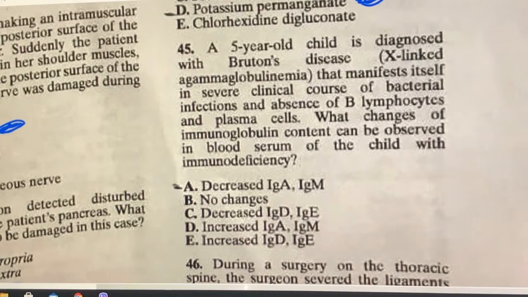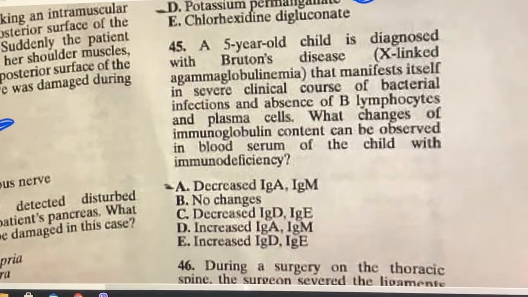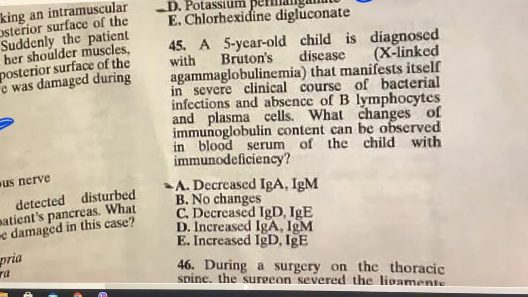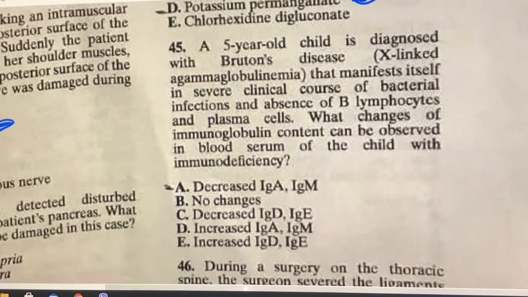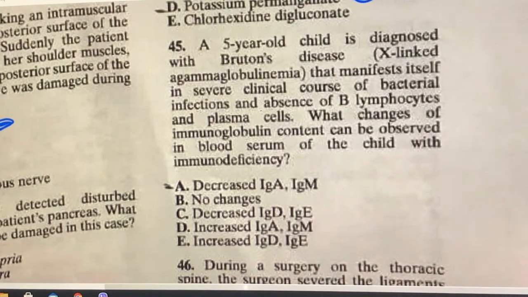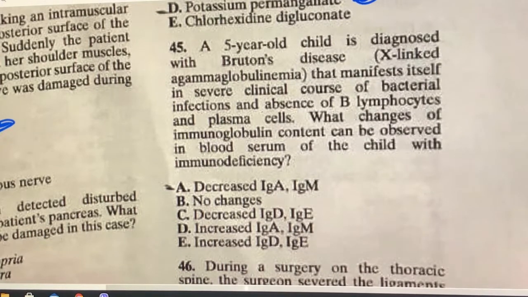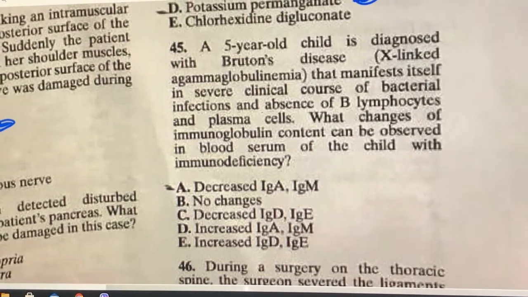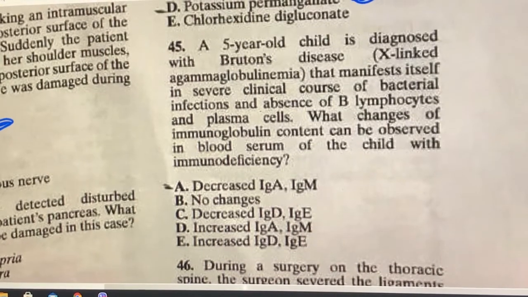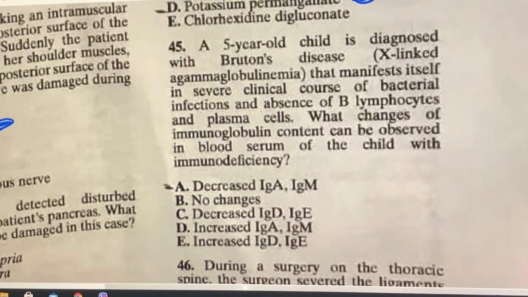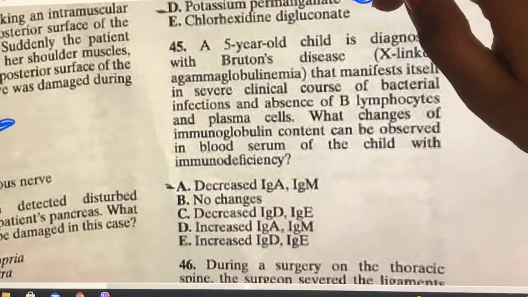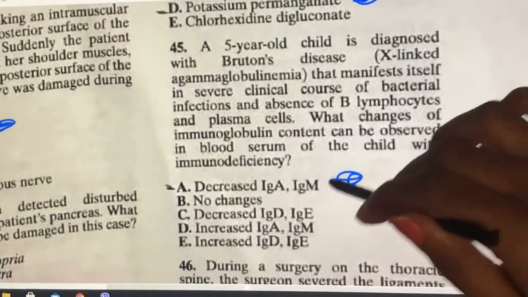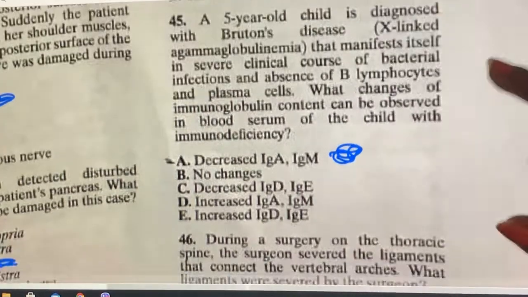So question number 45. A 5-year-old child is diagnosed with Bruton's disease, X-linked agammaglobulinemia, that manifests itself in severe clinical course of bacterial infections and absence of B lymphocytes and plasma cells. What changes of immunoglobulin content can be observed in the blood serum of the child with immunodeficiency? In X-linked agammaglobulinemia, you will see decreased IgA and IgM. Easy question. Answer is A.